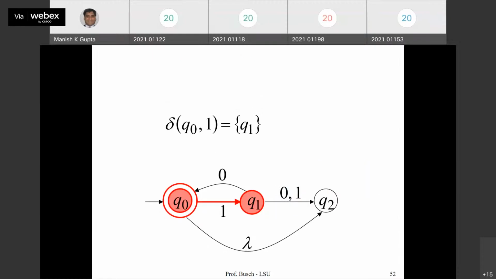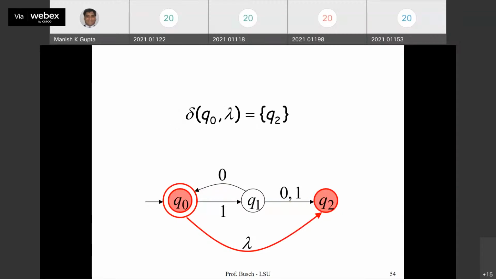So delta of Q0, 1 is Q1, fine. Delta of Q1, 0: after receiving 0, you can go into two states, Q0 and Q2. So that is what it is, right? Delta of Q0, lambda: on a lambda transition you can go to Q2. So it is Q2, fine. Delta of Q2, comma 1: you are in state Q2 and after receiving 1, where to go? No transition. So it is phi, empty, right?